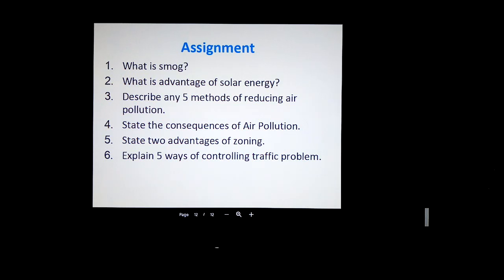Now you are going to write this assignment. By next week you are going to write one test. You will be getting one test in the next video. What is smog? What is the advantage of solar energy? Describe any 5 methods of reducing air pollution. State the consequences of air pollution. State 2 advantages of zoning. Explain 5 ways of controlling traffic problems.